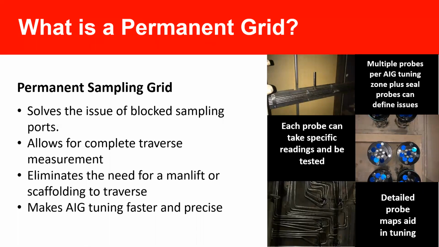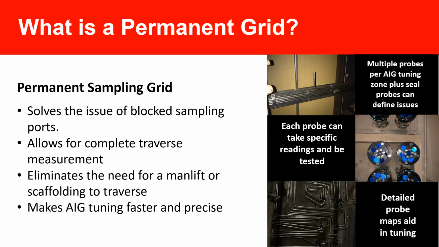And just to define in layman's terms, as you look at these pictures, what exactly is a permanent sampling grid? It's essentially a network of stainless steel tubing on the exit side of the SCR catalyst. It's a planned grid of sample ports to displace that cumbersome manual probing process that we just described. Key word here is that it's permanent. There's no more need once you set one of these systems up for invasive, time-consuming probing.